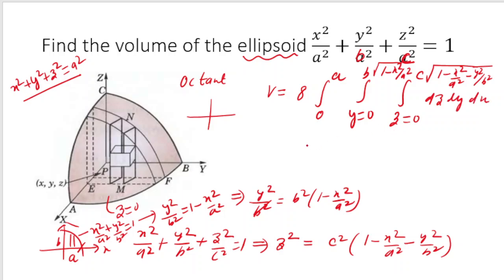Don't get intimidated by this. I will just leave this because sometimes they directly ask you to evaluate it or put the appropriate limits. So if you evaluate it, the final answer will be 4 by 3 pi abc.